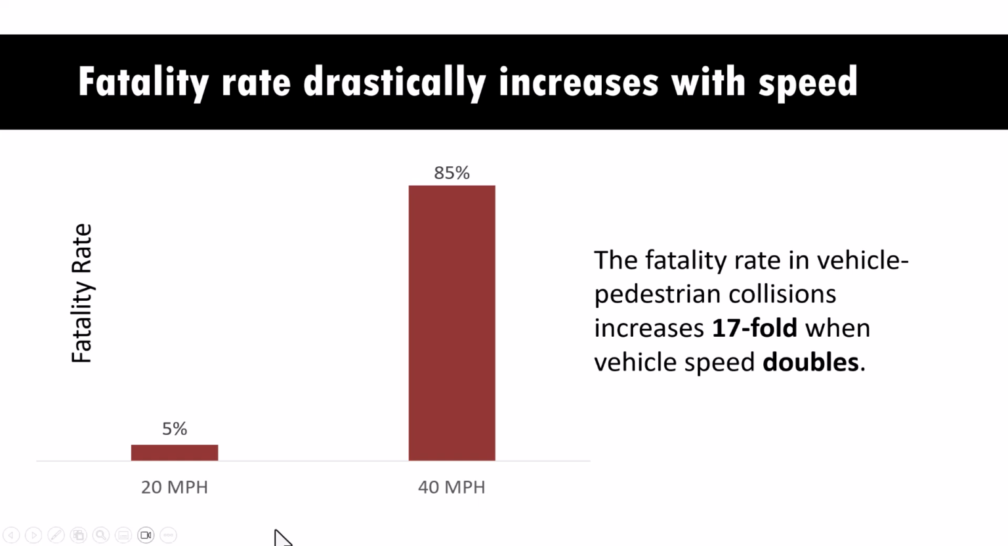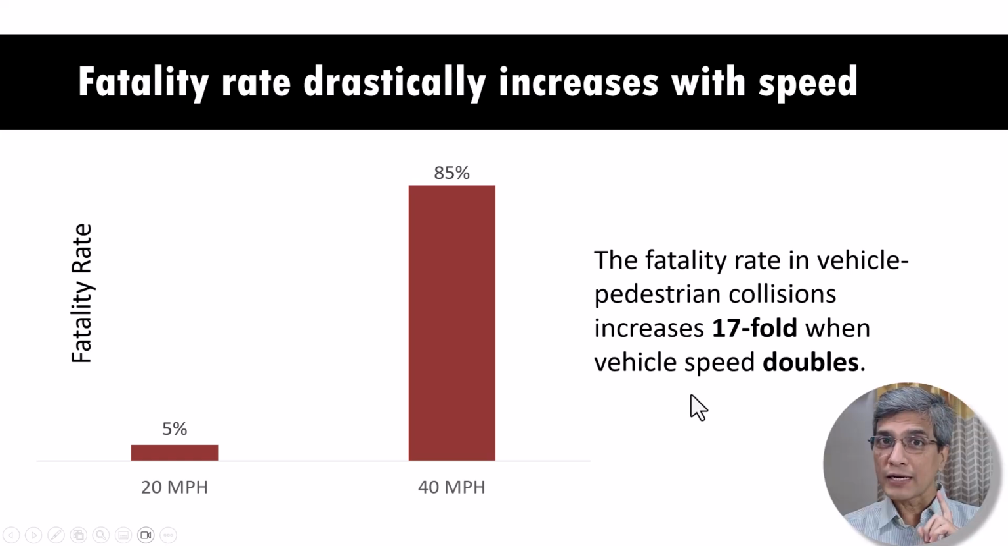Take a look at this. It compares miles per hour with fatality rate. The title says fatality rate drastically increases with speed, and 20 miles per hour 5% fatality rate and 40 miles per hour 85% mortality rate. And you can see that the fatality rate in vehicle pedestrian collisions increases 17-fold when vehicle speed doubles. I've communicated the same information, but this communicates it with far more impact.